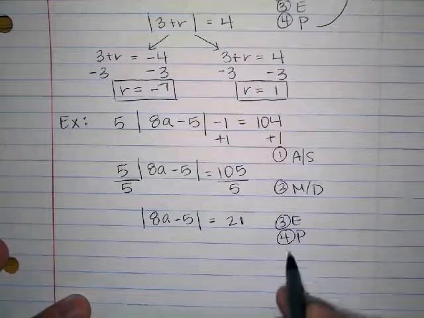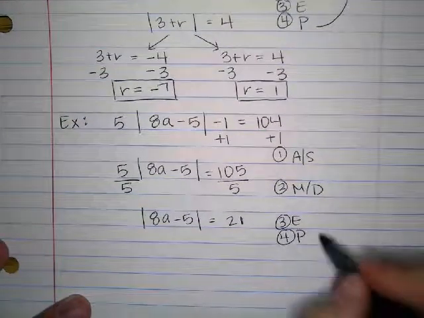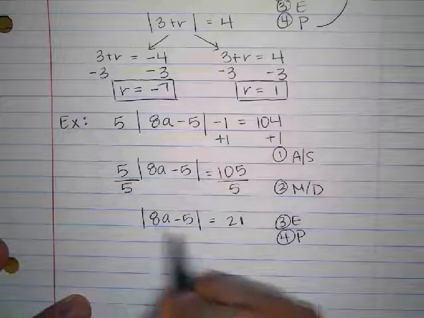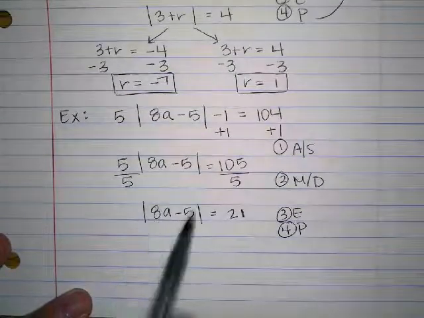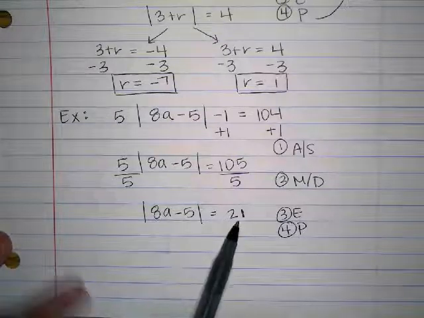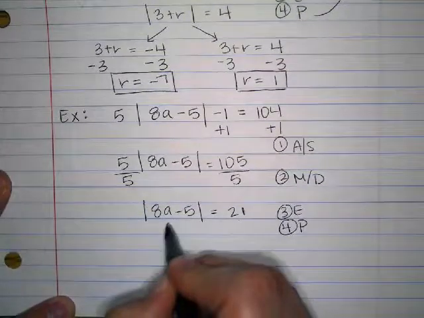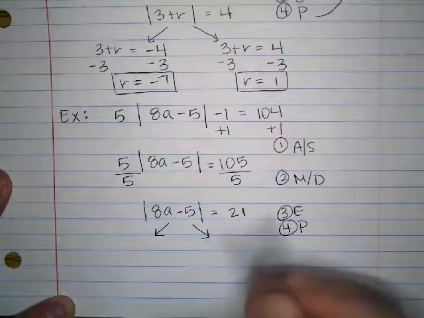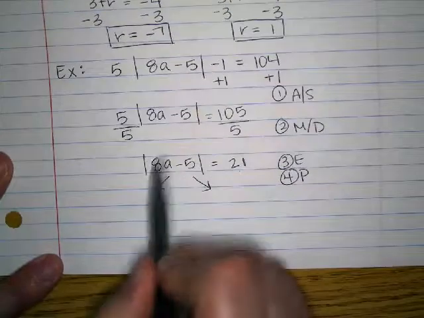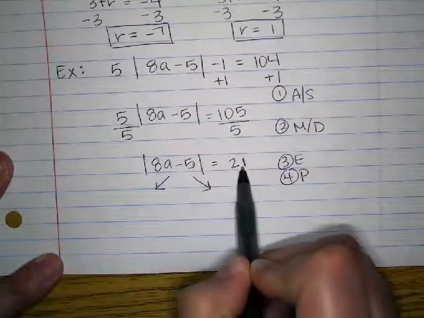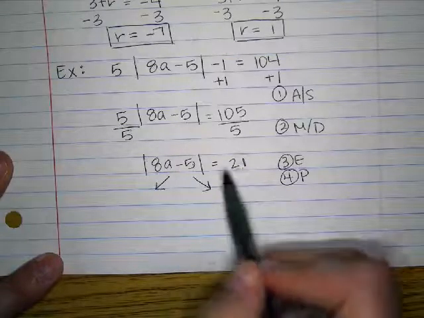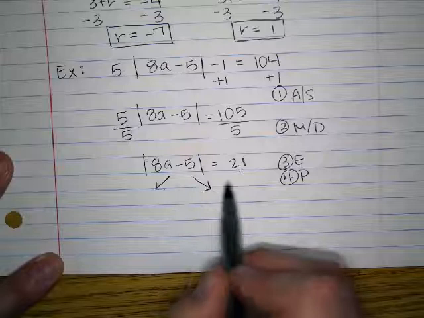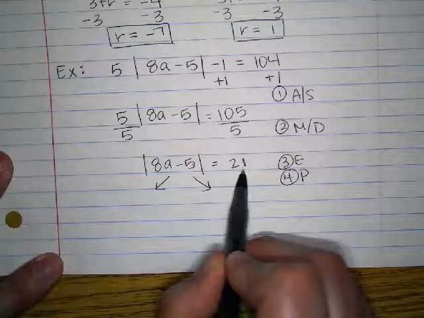So what we're going to do next is get this out of the absolute value. So we have an absolute value equals 21. Now we've got 2 situations. This distance could be a positive 21. This distance could be a negative 21, like you went to the left. So on the number line, you went to the right 21 spaces, or you went to the left 21 spaces, okay?